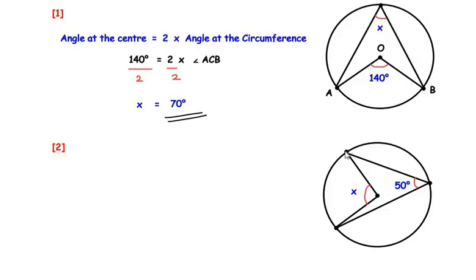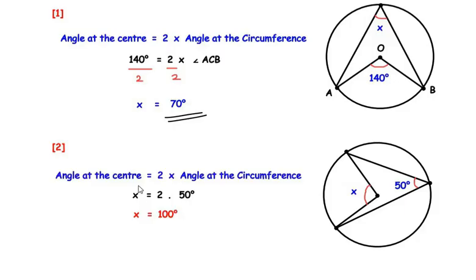Now here, these 2 points are on the circumference of the circle, and these 2 points make an angle at the center of the circle, that is x, and the same 2 points make an angle on the circumference of the circle, that is 50. Now angle at the center and the angle at the circumference are made in the same segment. So now we are going to use the angle at the center theorem.